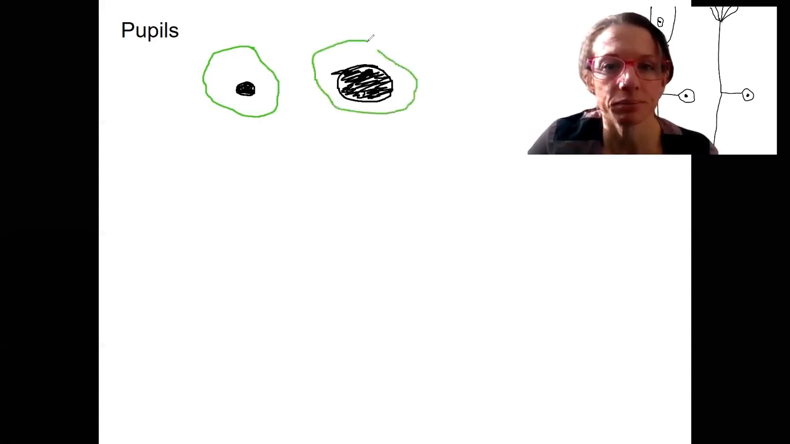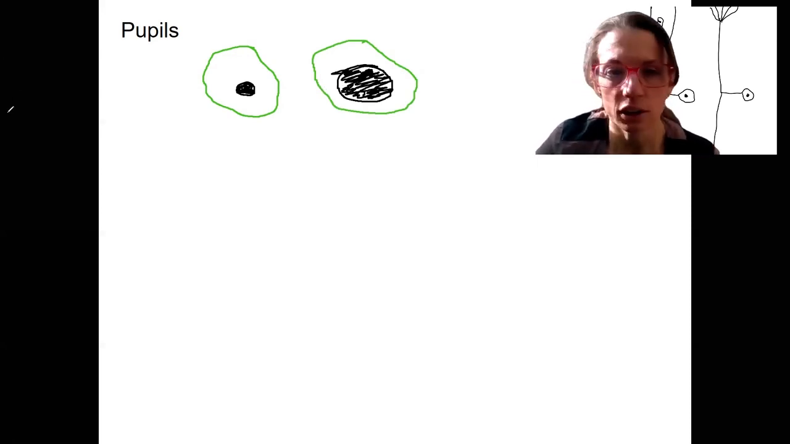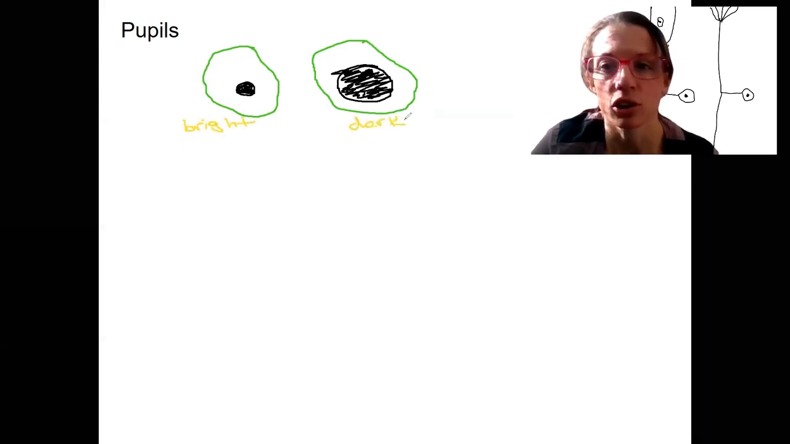But the pupil does. Which one of these is in bright light and which one of these is in the dark? Could you figure that out? So with bright illumination, our pupils get smaller. In dark, they get larger to allow for more light to pass in.